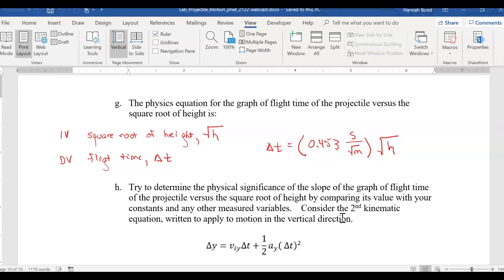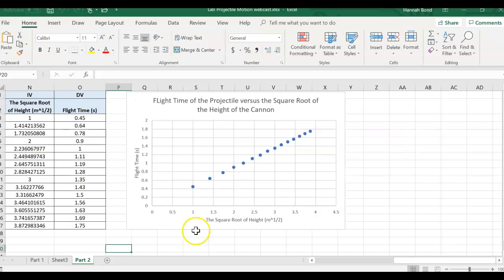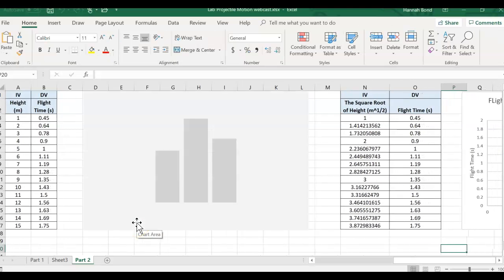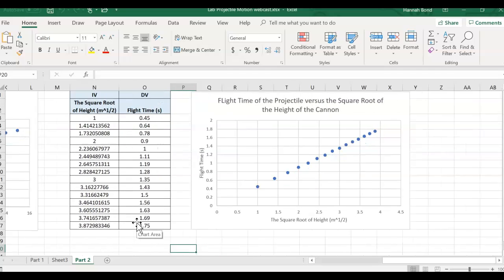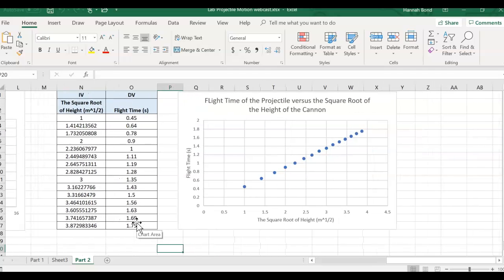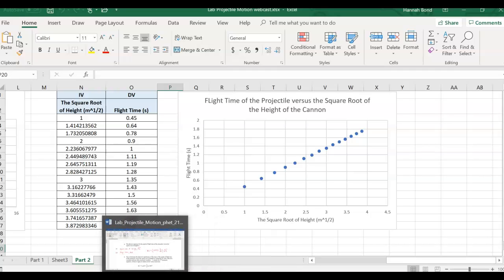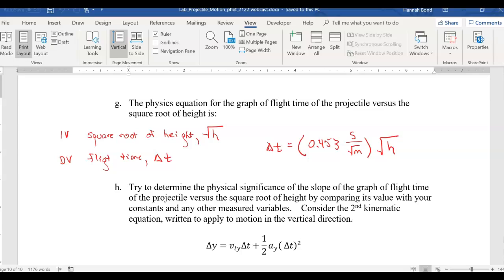There is a relationship there, but we realized that the graph of flight time versus height was curved, and it looked like the square root function. And so we took the square root of the height in order to make it a linear graph so that we could find the slope and write the equation of motion. Okay, so we have this physics equation now, and the question we're trying to answer is: is there a physical significance to this slope?